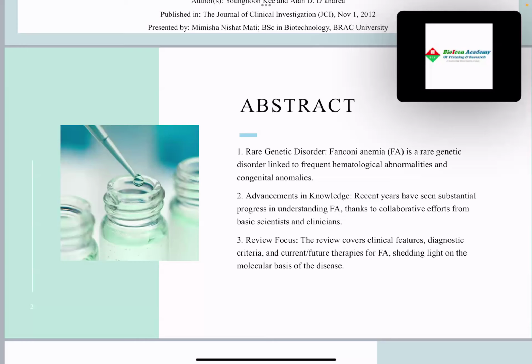The advancement in knowledge: in recent years there has been substantial progress in understanding this disease, thanks to collaborative efforts from basic scientists and clinicians. Review focus: the review covers clinical features, diagnostic criteria, and current and future therapies for FA, shedding light on the molecular basis of this disease.